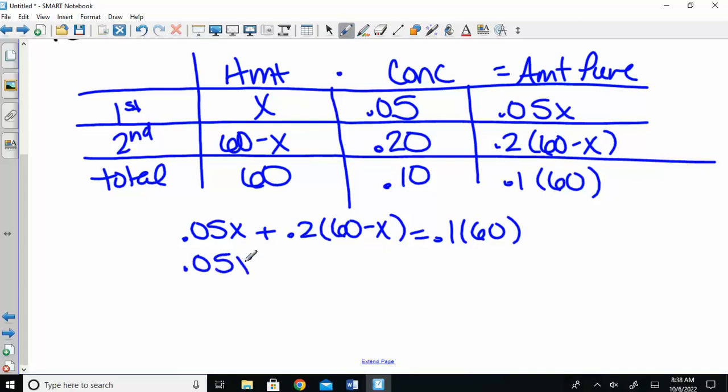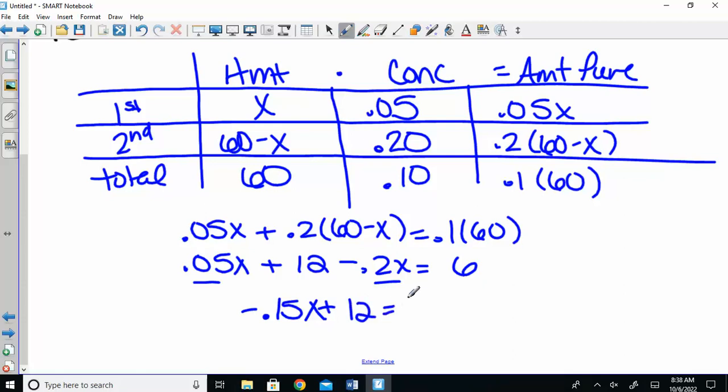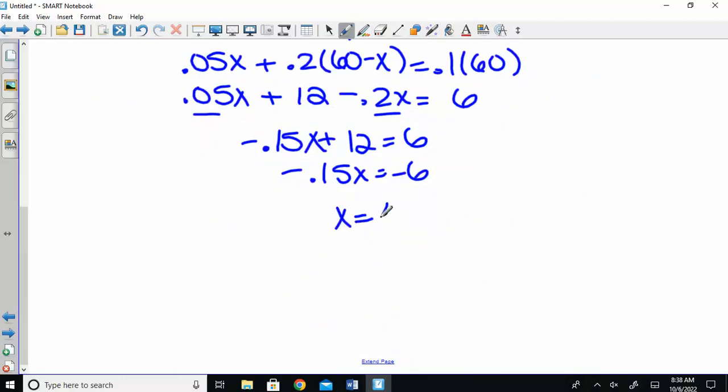So we get 0.05x plus 0.2 times 60. Okay, add like terms, and you get 15. 15 equals -6. Subtract over, and then divide, and you get 40. So then you write your sentence and you should have 40 milliliters.